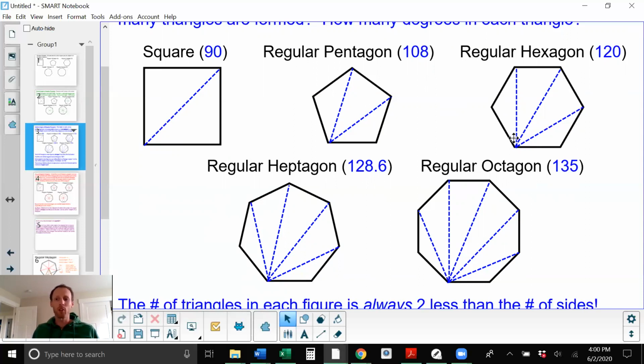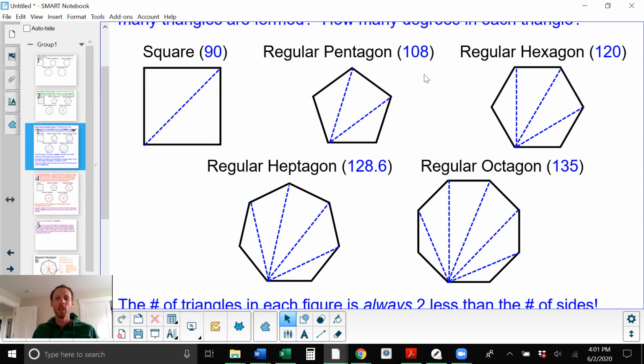So if I take a look at the hexagon, what do the 6 angles of a hexagon have to add up to? Well, they have to add up to the same number of degrees as are in the 1, 2, 3, 4 triangles, okay? So 180 times 4 is 720. Divide that by the 6 angles that we have here, and that's where 120 comes from.